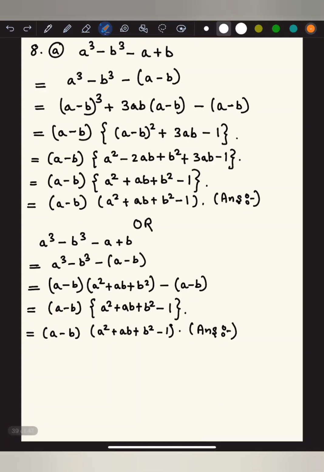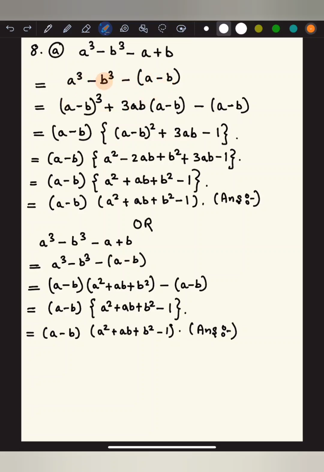Okay, let's come to question number 8, support A. The question here is that we need to factorize this. We are given a cube minus b cube minus a plus b. By looking at this question, we can definitely understand what we need to do. We need to take minus common from these two. So a cube minus b cube, I have taken minus common, so it becomes a minus b.